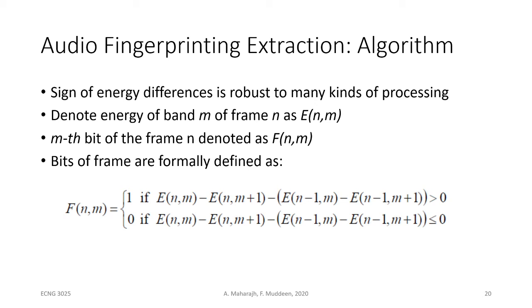Energy differences, where we watch the sign regardless, are going to be robust to any type of processing in general. Mathematically, we can denote the energy of any band m of frame n as E(n,m), where the mth bit of the frame n is denoted as F(n,m). And the bits of the frame are formally defined by this equation here. It's important that you memorize this equation, for it may come up in your final exam.